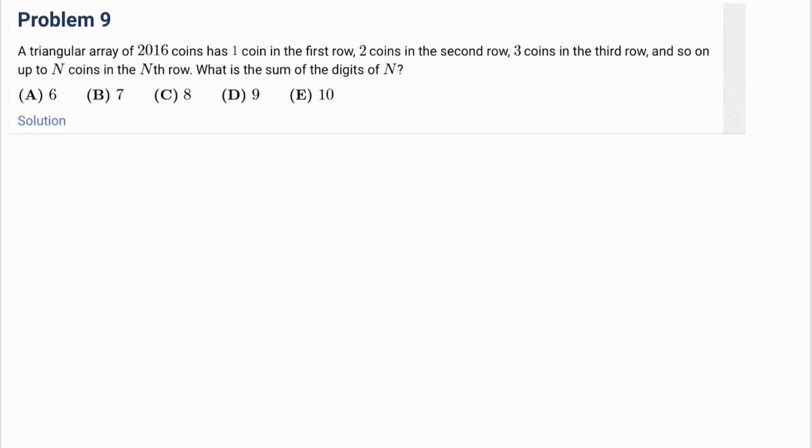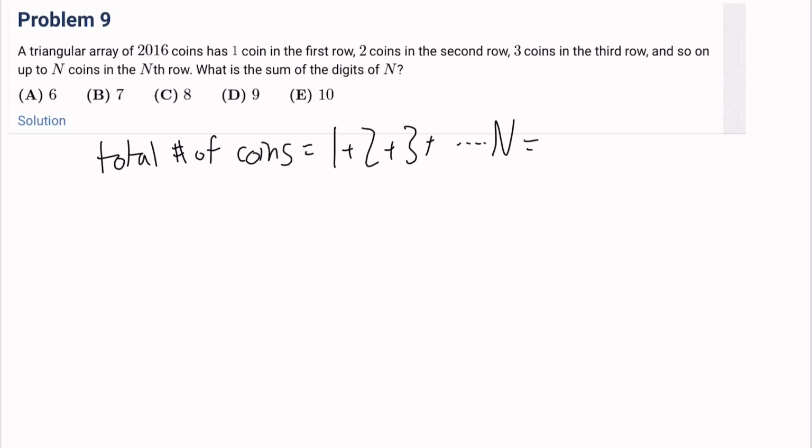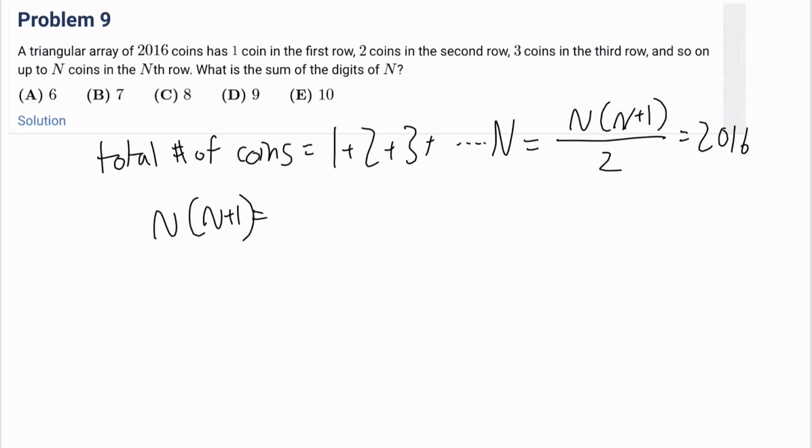Okay, so the total number of coins is 1 plus 2 plus 3 plus all the way up to n, and we know the formula for this. This is n times n plus 1 all over 2, right? And so this equals 2016. So n times n plus 1 equals 4032, right?